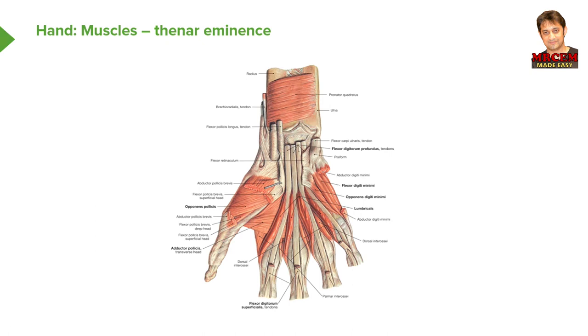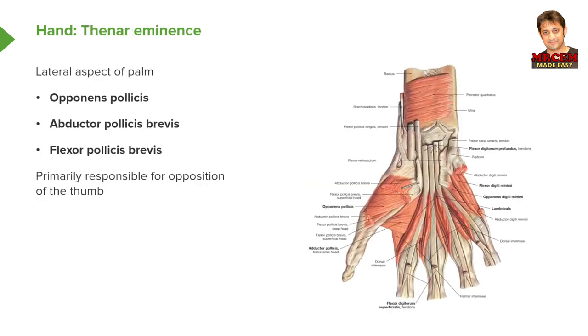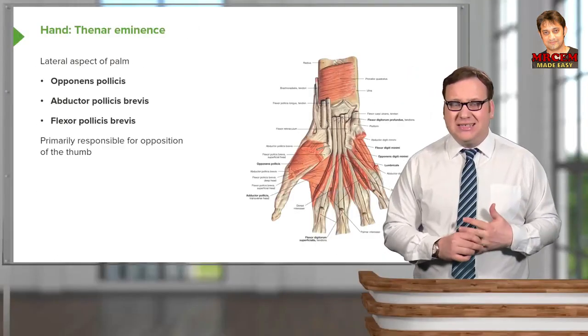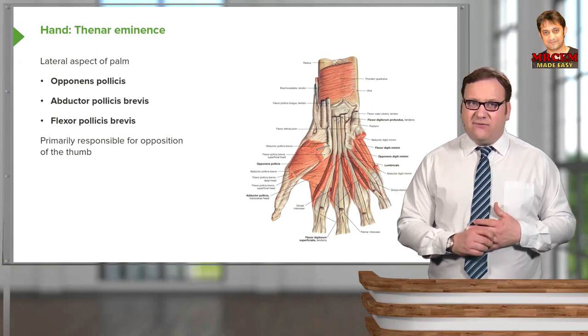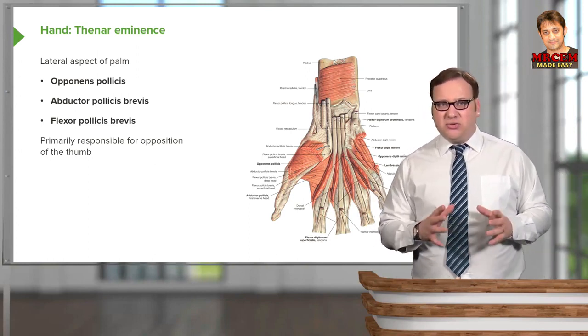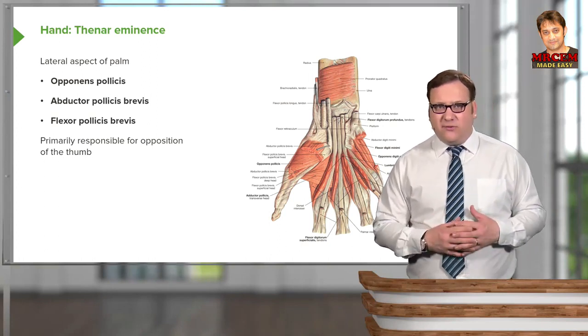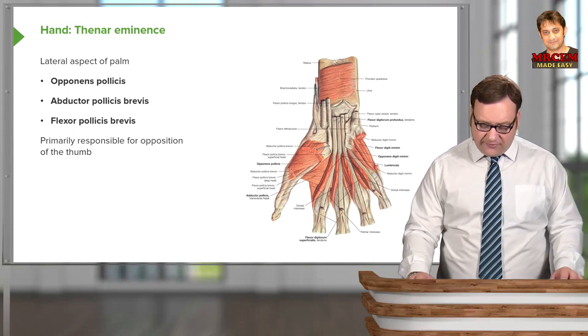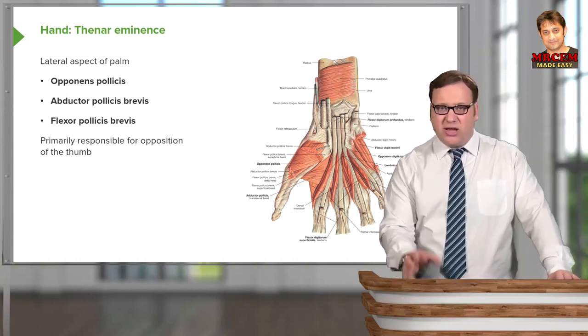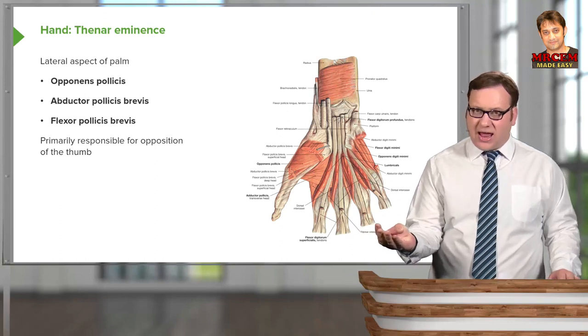So let's now look at the thenar eminence. This collection of muscles is associated with the thumb. We can see the thenar eminences here. What we've done is we've removed the palmar aponeurosis on this diagram, so now we can just concentrate on this space here, the thenar eminence. The lateral aspect of the palm, the thenar eminence, contains 3 muscles: Opponens pollicis, Abductor pollicis brevis, and Flexor pollicis brevis. These muscles are primarily responsible for opposing the thumb, for opposition of the thumb, so it can assume a very unique position where you can draw the thumb across the palm of your hand, opposition.